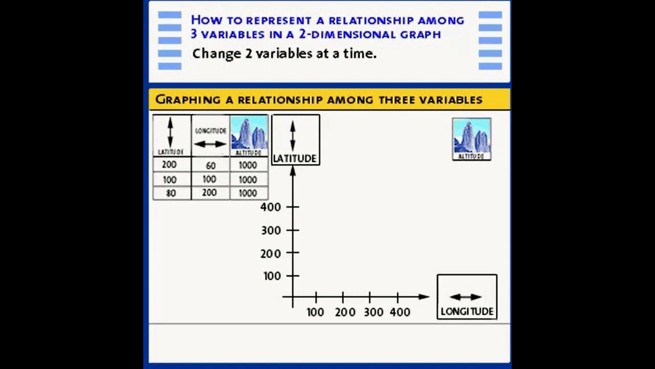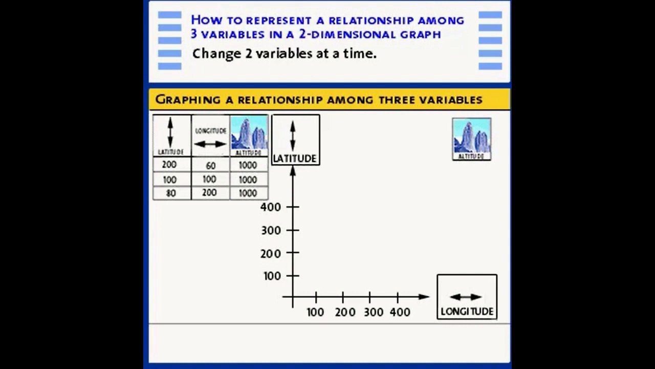On the vertical axis, we will measure the distance north or south, or the latitude. On the horizontal axis, we'll measure the distance east and west, or the longitude. And altitude we'll represent in a special way in the graph, and I'll show you in just a moment. So let's look again at those points that we started with.